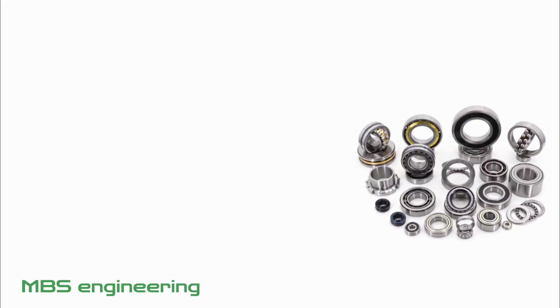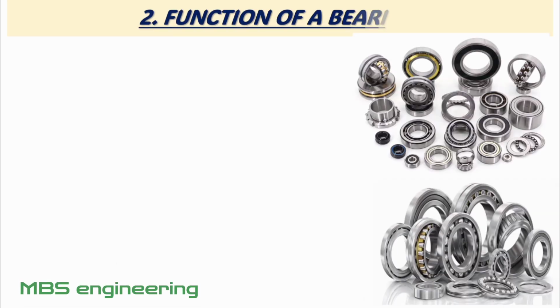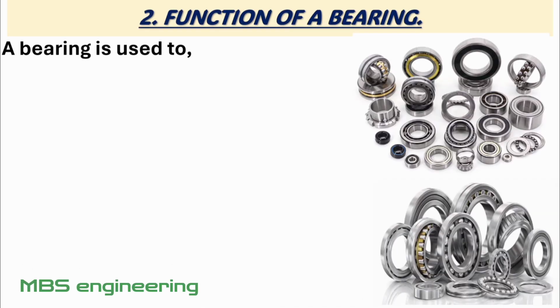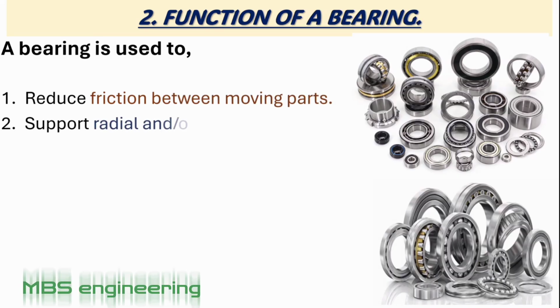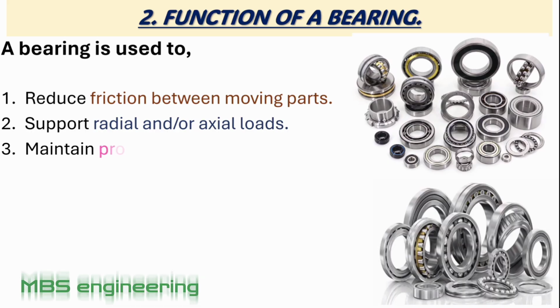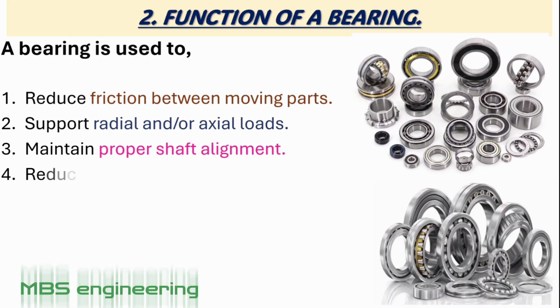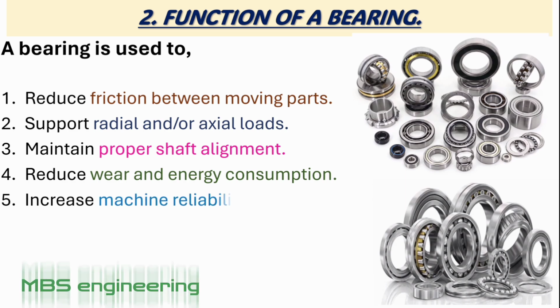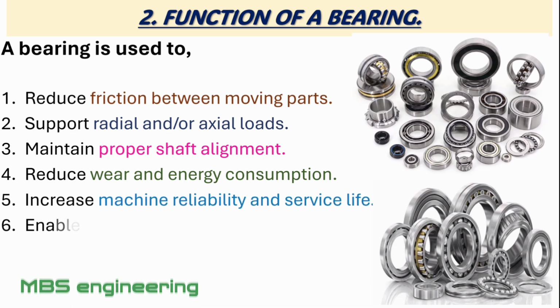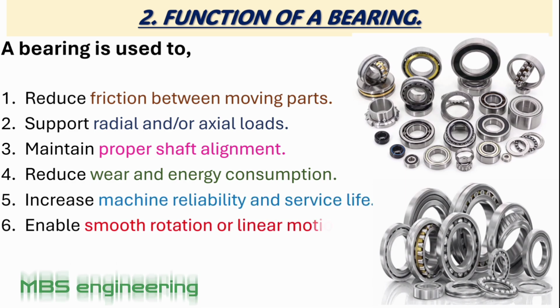Next, we will learn and understand the function of a bearing. A bearing is used to reduce friction between moving parts. It supports radial and or axial loads. It maintains proper shaft alignment. It reduces wear and energy consumption. It increases machine reliability and service life. It enables smooth rotation or linear motion.